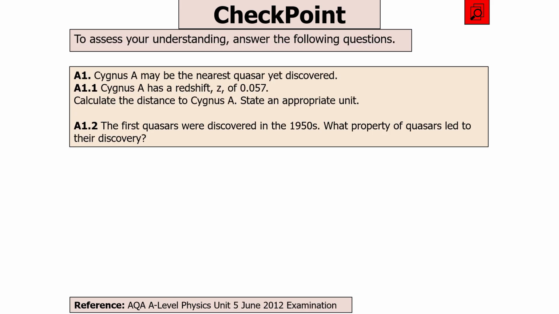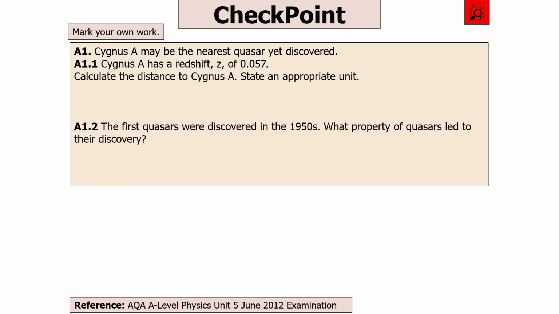The next question says, Cygnus A may be the nearest quasar yet discovered. Cygnus A has a redshift of 0.057. Calculate the distance to Cygnus A and state an appropriate unit. The first quasars were also discovered in the 1950s. What properties of quasars led to their discovery? So pause the video now, then unpause the video when you want to go through your answer.